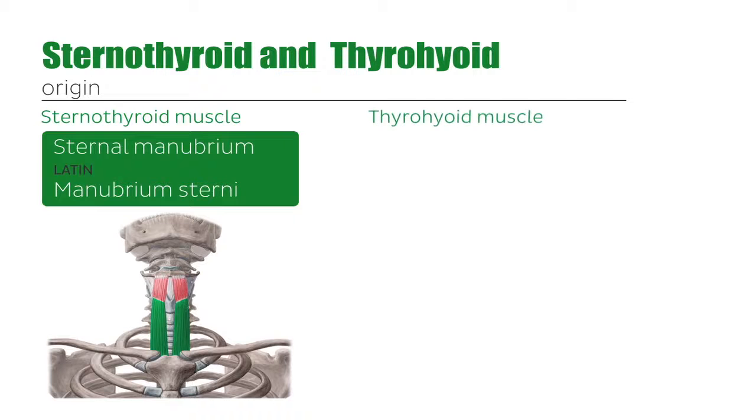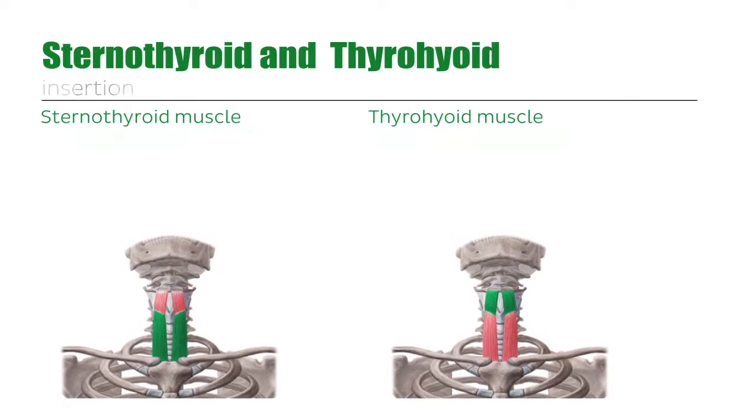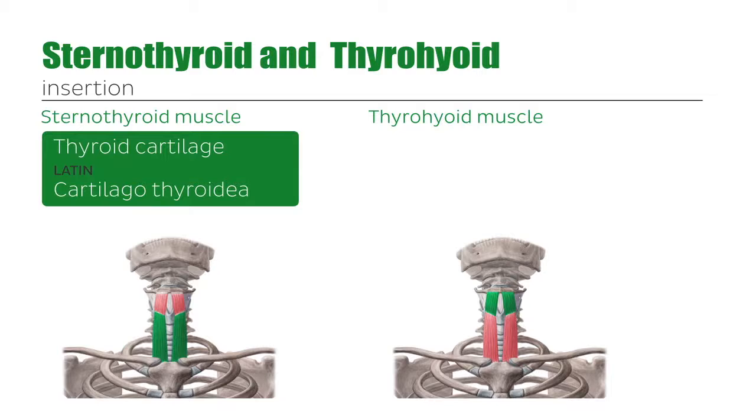The thyrohyoid is going to then originate from the thyroid cartilage, and you can also see here the thyroid cartilage and the origin points for the thyrohyoid. When it comes to the different insertion points for these muscles, because one is a continuation of the other, the lower one, the sternothyroid muscle, inserts at the thyroid cartilage.